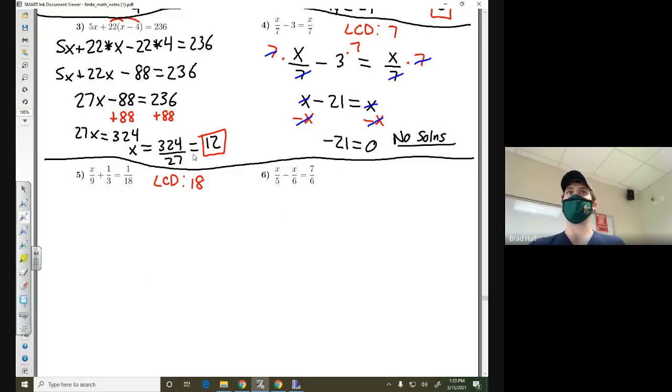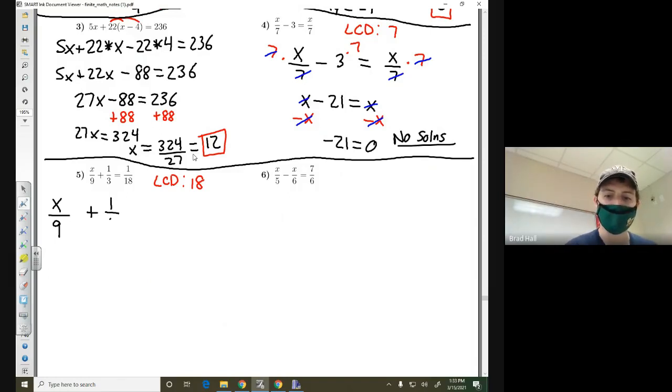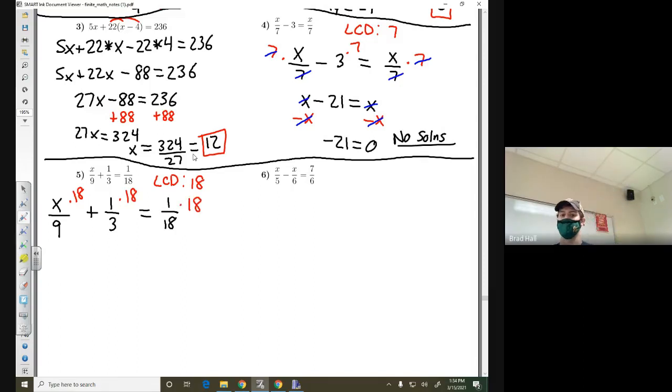9 goes into 18 2 times. 3 goes into 18 6 times. 18 goes into itself 1 time. So let's put that to the test. You can find out pretty quickly if you chose the right LCD or not based off of how the fractions go together. I'll give this a little bit of space so I can throw in the 18. So multiply times 18, times 18, times 18. You multiply every term by the least common denominator that you found.